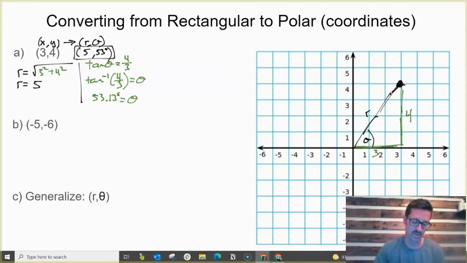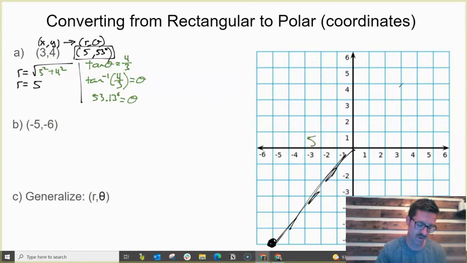Now, let's do one more point, and we're going to learn some patterns that we can generalize. Our next one is (-5, -6). So if I go to the left 5 and down 6, there is my point. Here is my little right triangle. Now, if we're trying to find r, it doesn't really matter if I use the negatives or not, because we're going to square them. So my radius is the square root of 5 squared plus 6 squared, and that's going to be about 7.8 units.